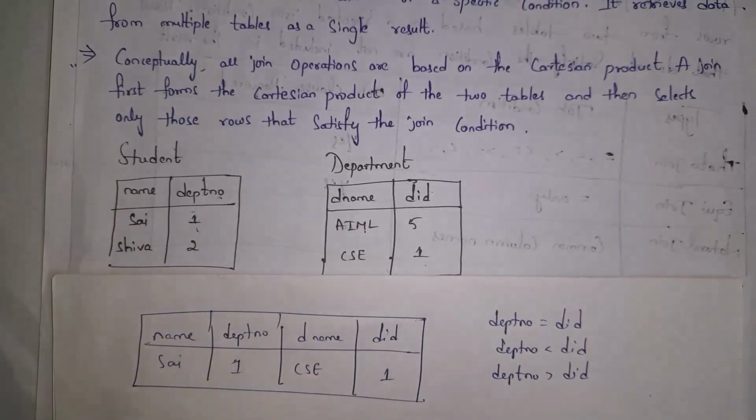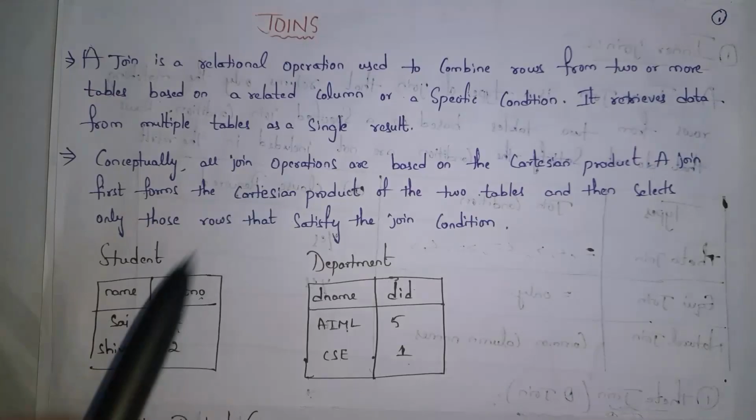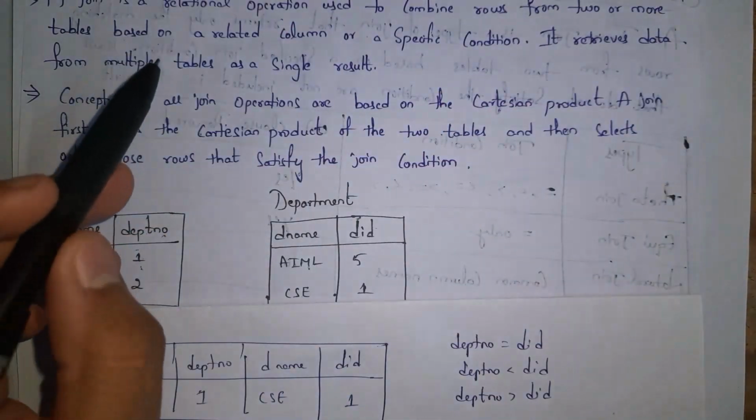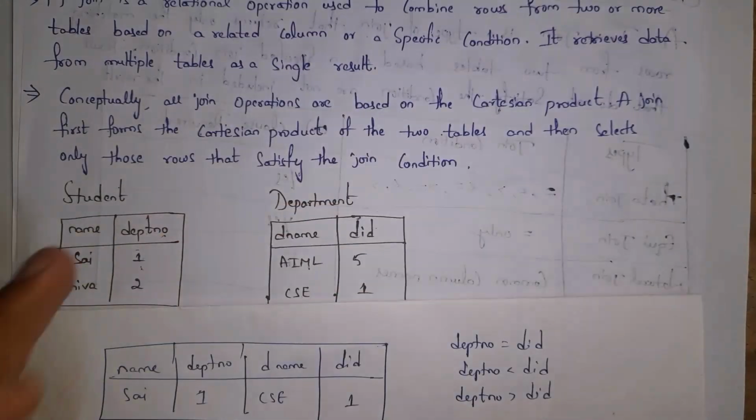Both are combined. Guys, not only department number equal to DID, you can give various conditions like department number less than DID, department number greater than DID, etc. And based on this condition, you will get the output. So joins will combine rows from multiple tables based on a column condition. It retrieves data from multiple tables as a single result. That is, from multiple tables, it will give a single table as output.